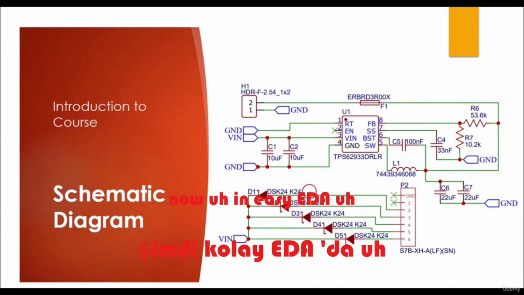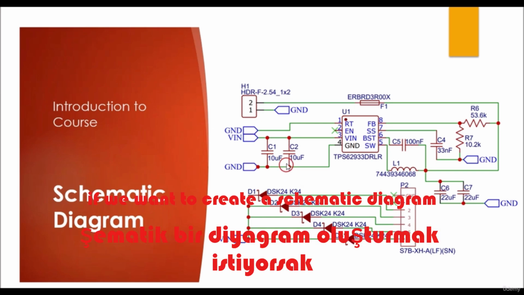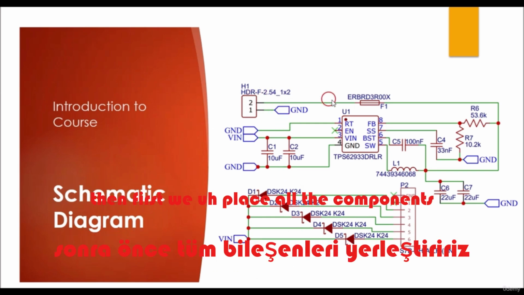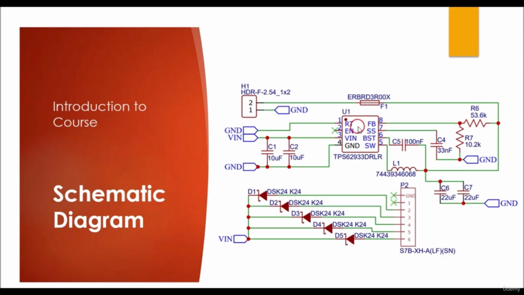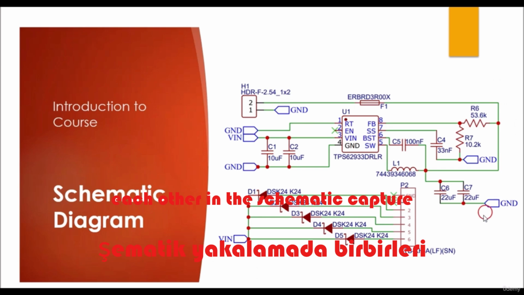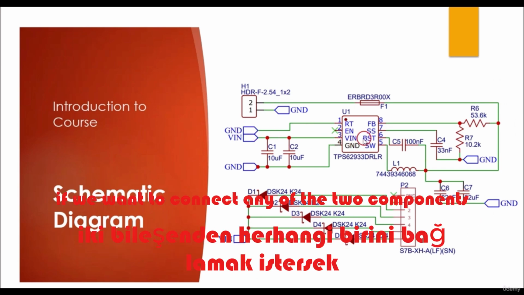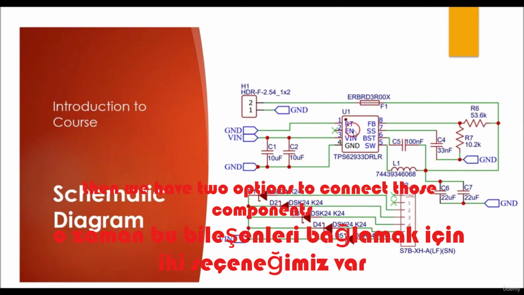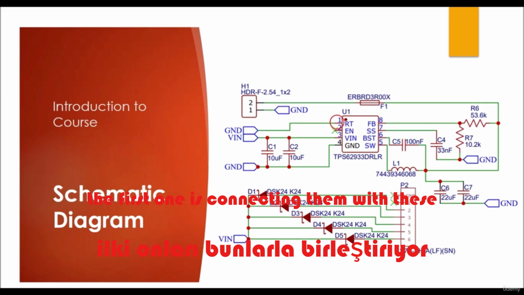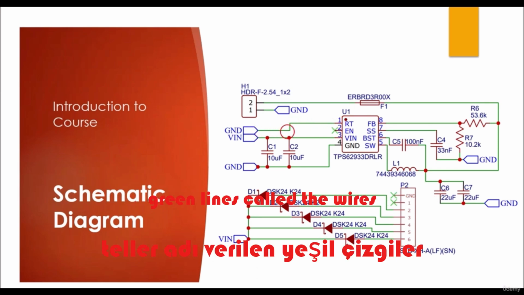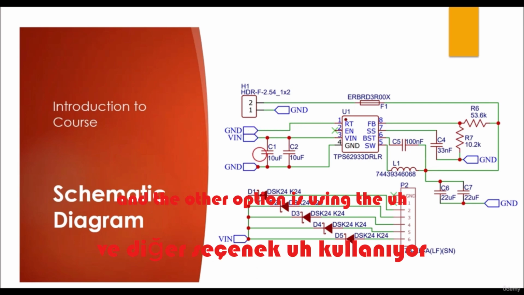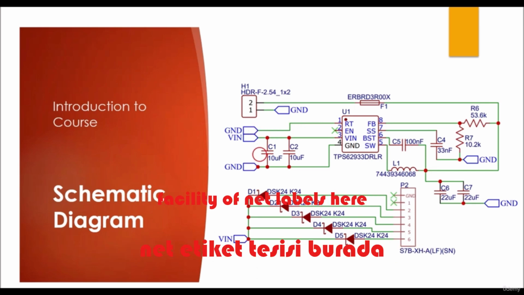Now in EasyEDA, if we want to create a schematic diagram, then first we place all the components that are required to be connected with each other in the schematic capture. After that, if we want to connect any two components, we have two options. The first one is connecting them with these green lines called wires, and the other option is using the facility of net labels.